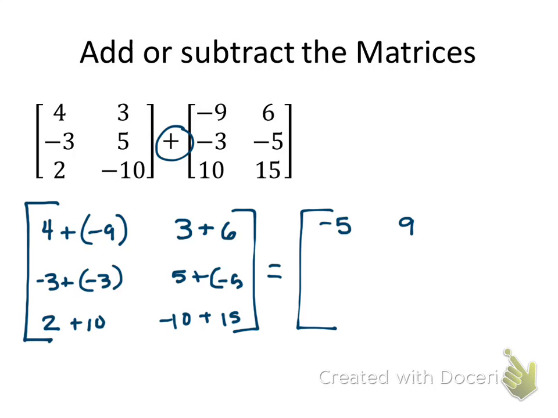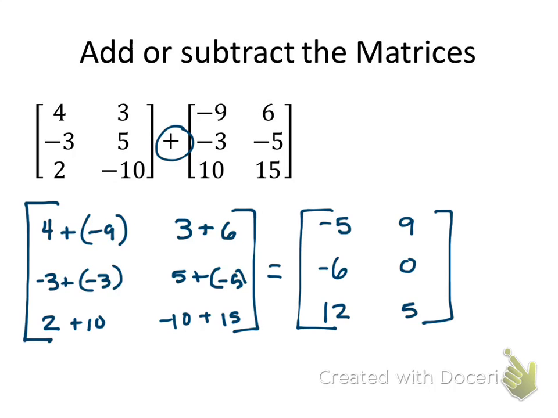Negative 3 plus negative 3. Are those same signs or are they different? Same. Even though there's a plus sign in between them, don't worry about it. Still same. So we add 6 and we keep our negative sign. Now, what's negative 5 plus positive 5? 0. 2 plus 10 is 12. And negative 10 plus 15 is 5. And that's your final answer.